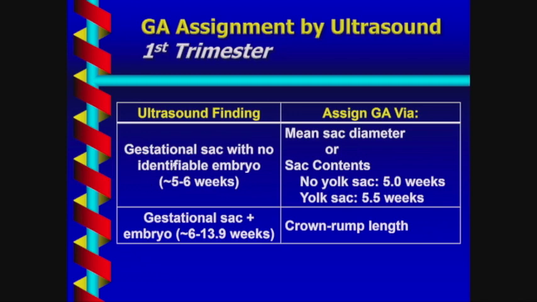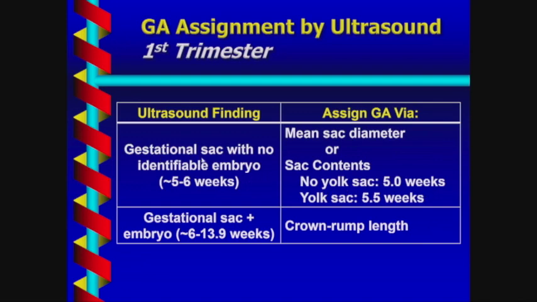So if you see a gestational sac with no identifiable embryo, which would be the normal finding between 5 and 6 weeks, you can either assign the gestational age via the mean sac diameter or via the sac contents. Actually, in our institution, we don't use the mean sac diameter for much of anything, or especially for assigning gestational age. If we're doing a transvaginal ultrasound and we see a gestational sac with no yolk sac, we say our best estimate is that we're looking at a 5-week pregnancy.